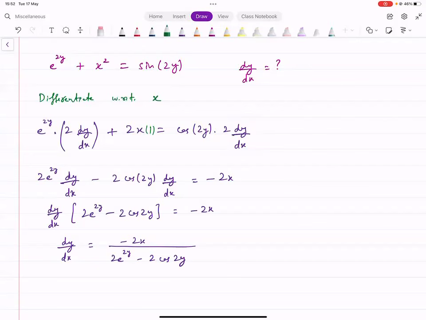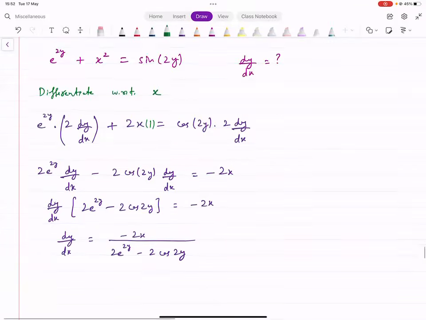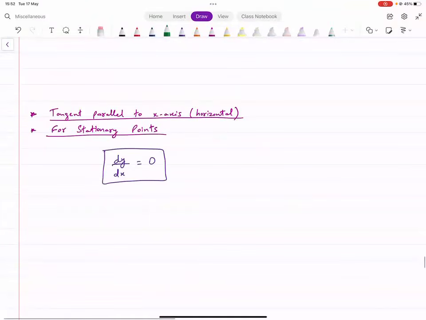Once you're done with the differentiation, you take all the dy over dx terms on one side. dy over dx को आपने common ले लेना है, उसको subject बना देना है, and that's going to give you the derivative of y with respect to x. Okay, so that's how implicit differentiation works. All right, now there are a few things that you need to know about that come in questions quite often.